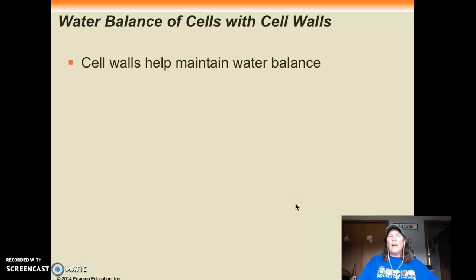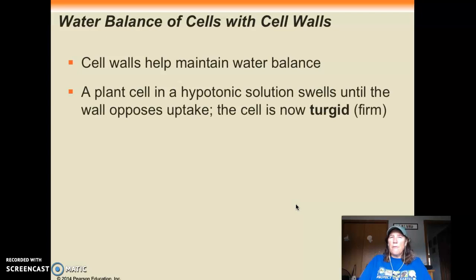Okay, so we have water balance in the cells with cell walls. These would be plants, and they're going to have more of an issue with that because they need water to make food for us. So they have some other things to help. And again, if a plant cell is in a hypotonic solution, hypo meaning low concentration, then you're going to get this swelling, where the wall is going to oppose the uptake. This cell is going to get very turgid. And sometimes you see this if you have a plant that you haven't watered for a while. You ever notice it's all wilted? And then you put water on it and then it plumps back up again. Okay, that's what happens in those cell walls.